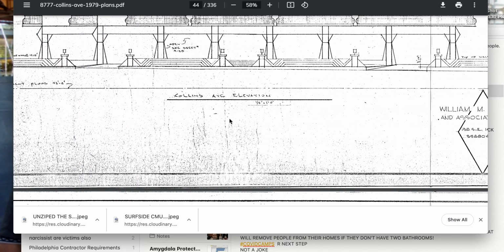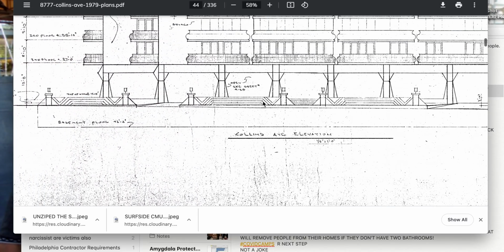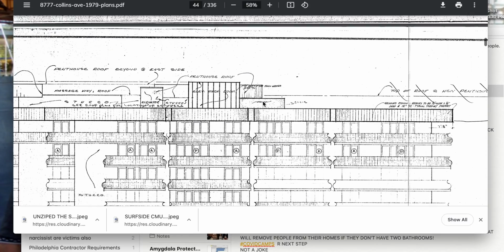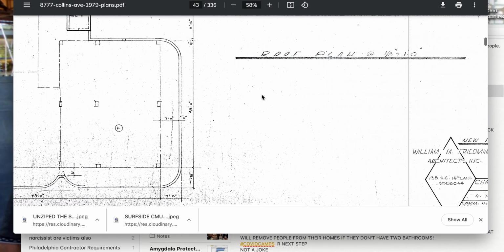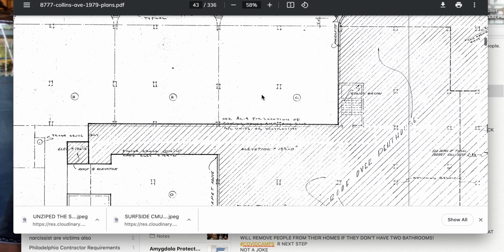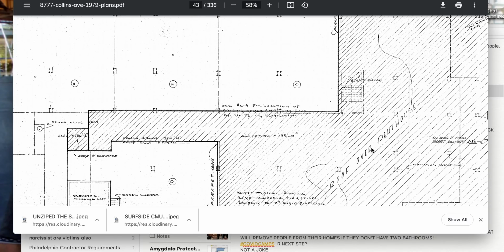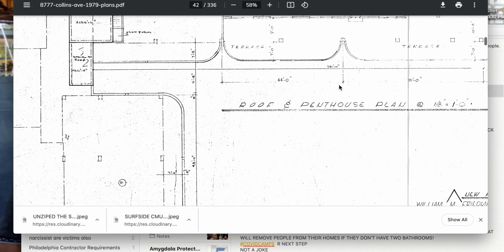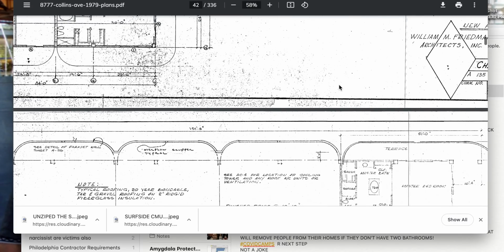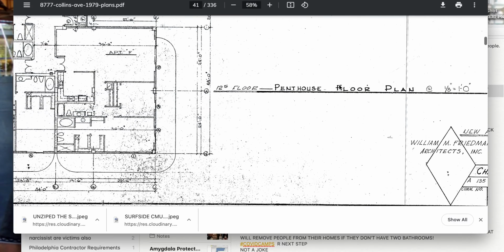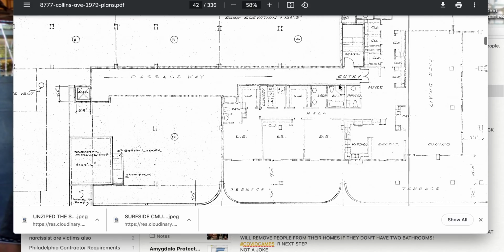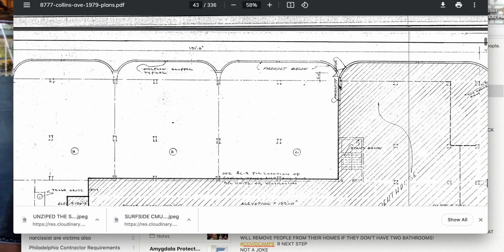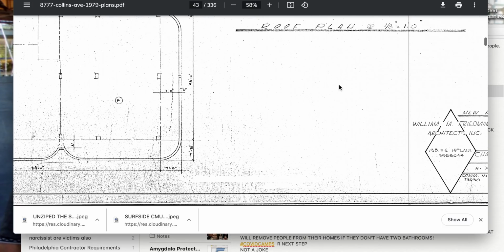Now, this is the Collins Avenue, so no, I don't need that. Let's go with south roof plan. It says roof pen, it's the penthouse, and it's new. I'm making sure I didn't miss south here. I'm looking for south. Okay, none of that says south. It's just the penthouse breakdown with the elevator, etc.